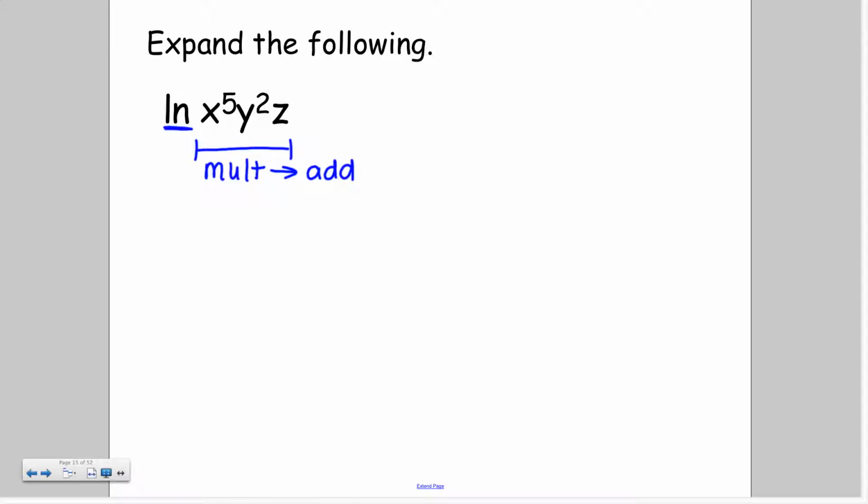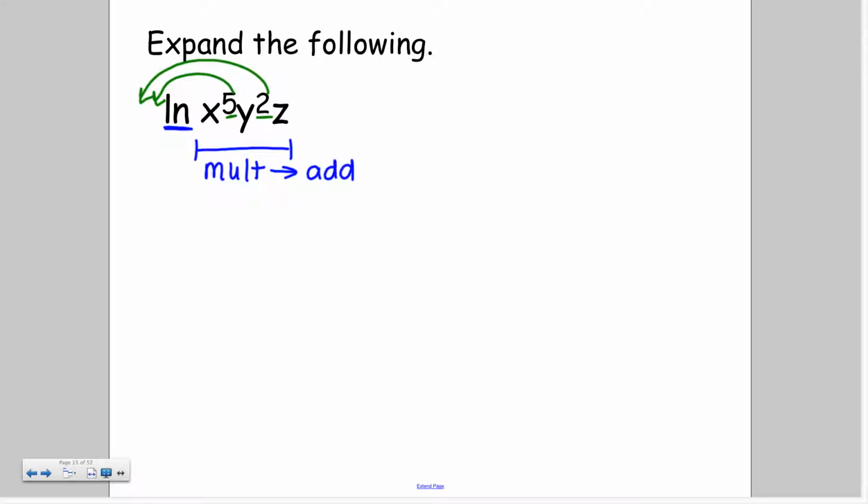But there's one other thing going on. We have x raised to the 5th and y raised to the 2nd. So we're going to put, if you remember, the rule for something raised to the power is to put that number out front of our log base. But you only put it with what it goes with. But in the end, those are going to have to be up front.